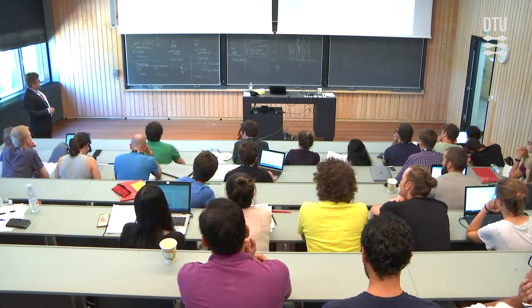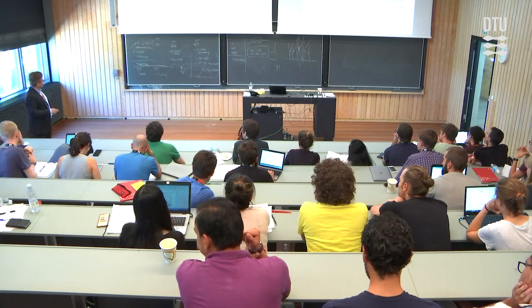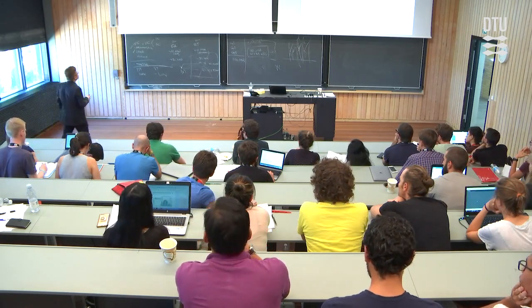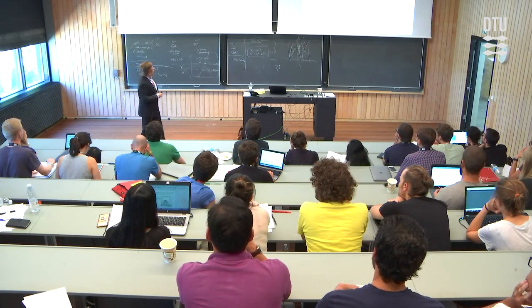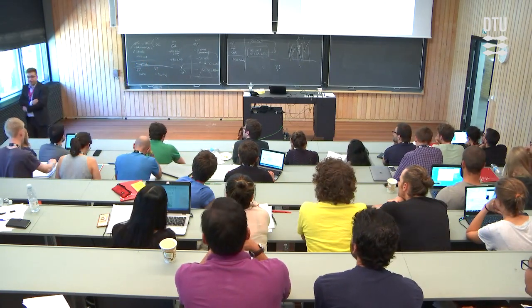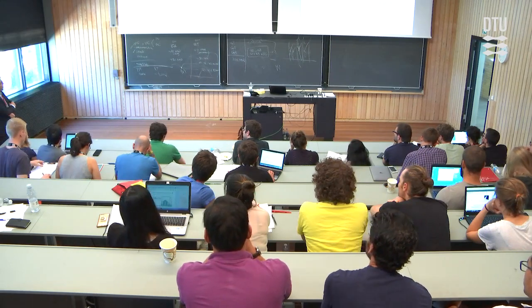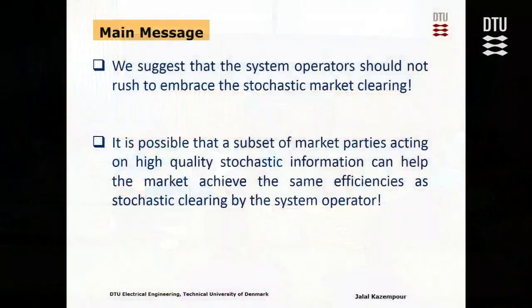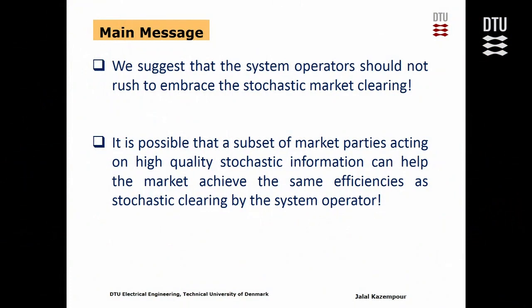So, conclusions. We had optimization, equilibrium, and this kind of thing, but the main message is that we don't suggest system operators rush to embrace stochastic market clearing. What we suggest is that if we allow a subset of the market parties to come with their own schedules, if we think that they have better information than us, maybe it helps the system operator clear the market in a more efficient way. That's the main message.